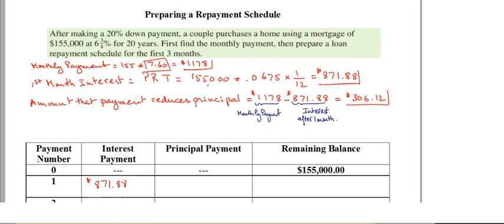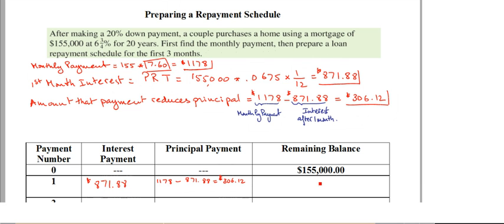$871.88. And this amount, after they make their payment, part of it is going to go for this interest and the rest will go for the principal. So we take the monthly payment 1,178 minus the interest 871.88. We find 306.12, which is the principal payment. So let me write it here, 1178 minus 871.88, and that will give us 306.12. So this is how much they paid for the principal, and this is how much for the interest.